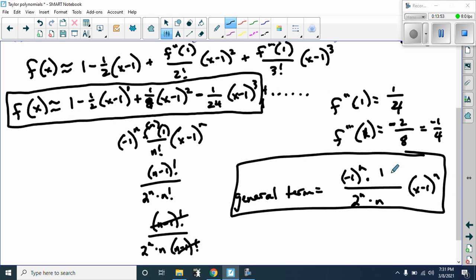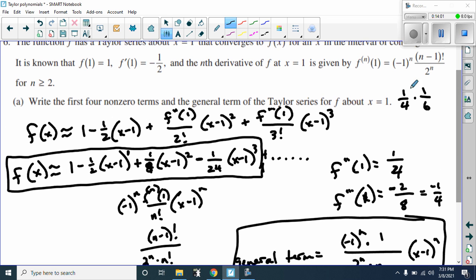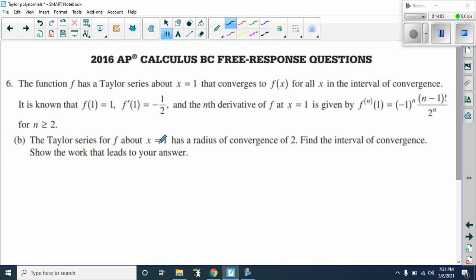I do understand if you plug in 0 here, we are getting undefined because you divide by 0. That's not anything you need to worry about there. F of 1 is defined in the problem. Part B says the Taylor series for f about x equals 1 has a radius of convergence of 2. We are asked to find the interval of convergence and show our work.